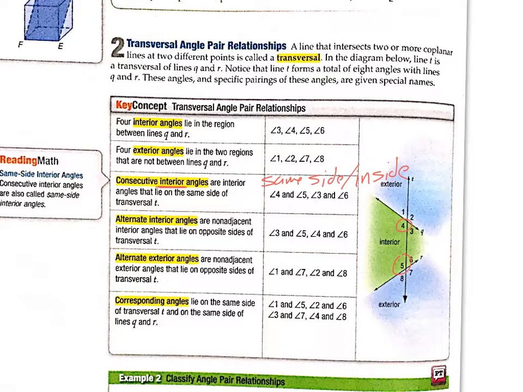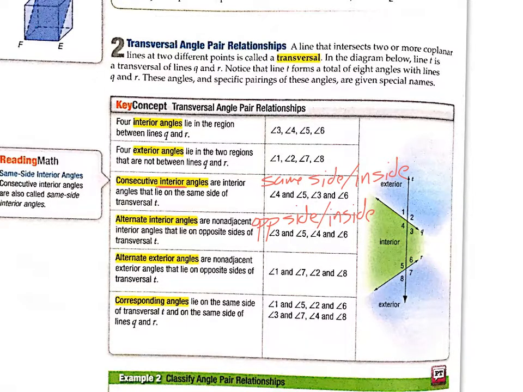Okay, alternate interior. Those are opposite side, inside. Again, inside because they're called interior, but opposite side, inside. So the examples they give us here are 4 and 6. They're on opposite sides of the transversal, but they're both on the inside of Q and R.